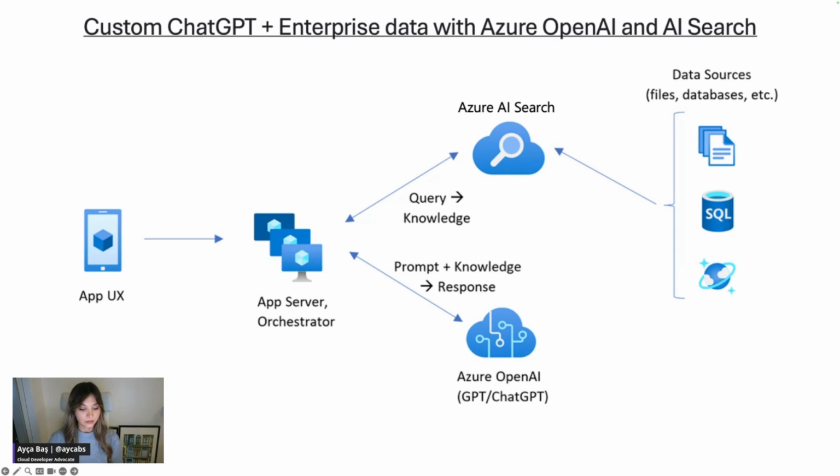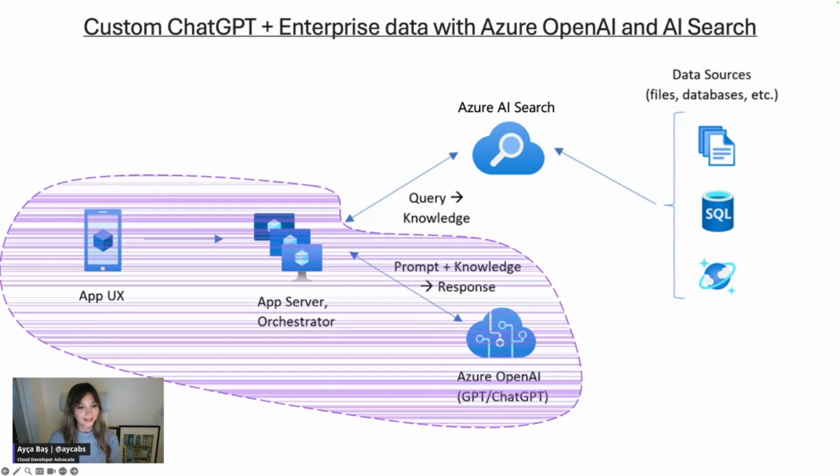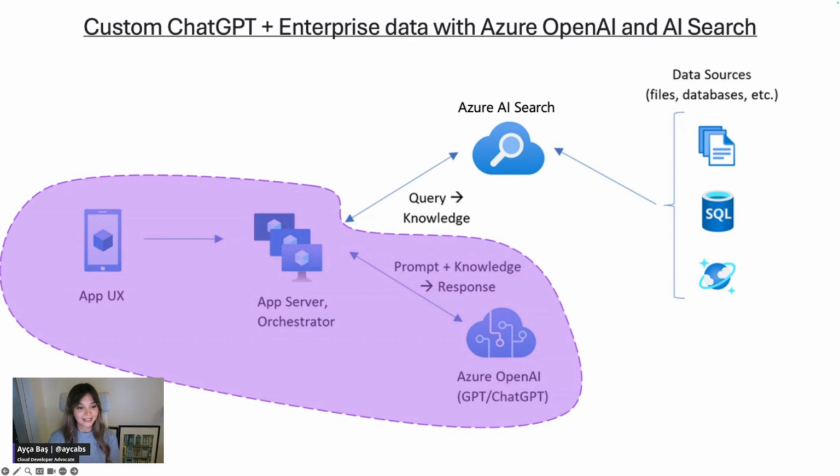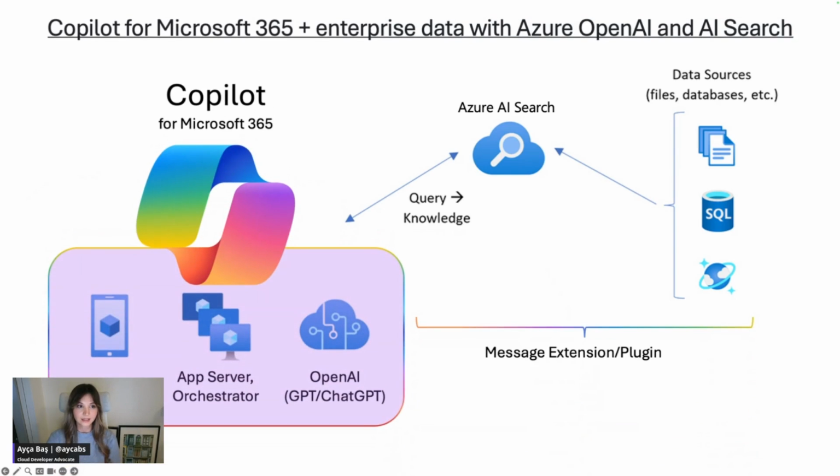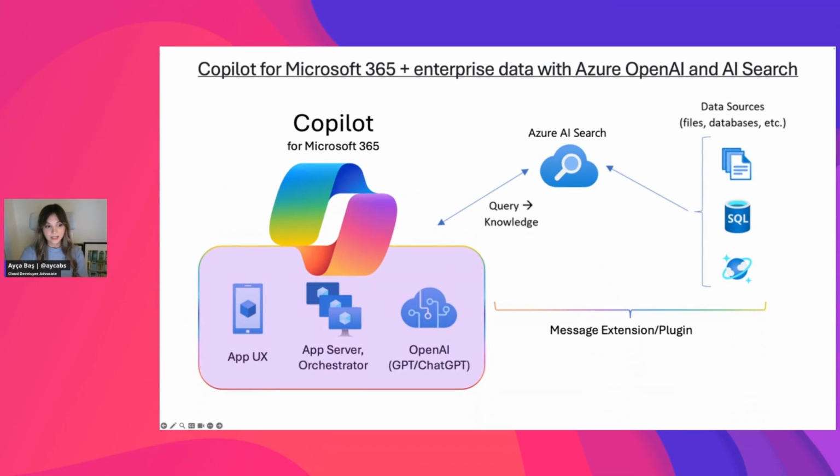So what we're offering today is actually a bit simpler than this overall architecture. What if you don't need to create your custom ChatGPT? Instead, you use Copilot for Microsoft 365 as the custom ChatGPT. In this case, our app UX, chat experience, orchestrator, and OpenAI, like any kind of ChatGPT experience, will be the responsibility of Copilot. The only thing we are going to build is a message extension, and we will plug in Azure AI Search, and we will make search to any data source we have.